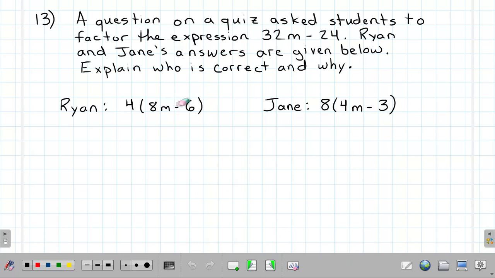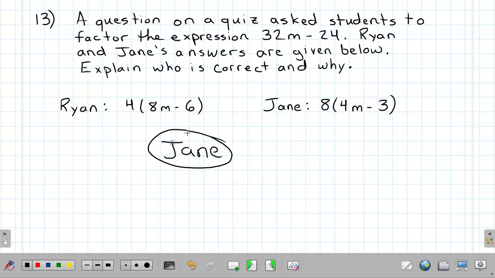Whereas if we go over to Jane and we distribute out, we get 8 times 4m, which gives us the 32m, minus 8 times 3, which is 24. So it also gives us this expression, but it's actually completely factored, because if you look at the inside here, 4m minus 3, well, 4 and 3 don't share a factor other than 1. So the answer here is Jane is correct.